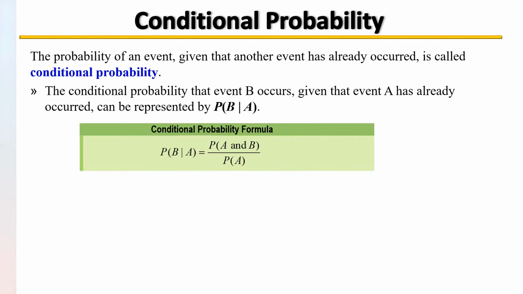The probability of an event, given that another event has already occurred, is called conditional probability. The conditional probability that event B occurs, given the fact that event A has already occurred, can be represented by the probability of B given A has occurred. Notice you'll also see the conditional probability formula, which we will use later in this section.